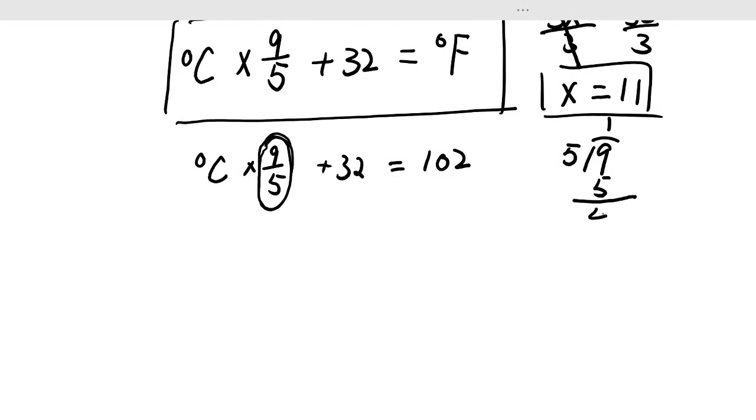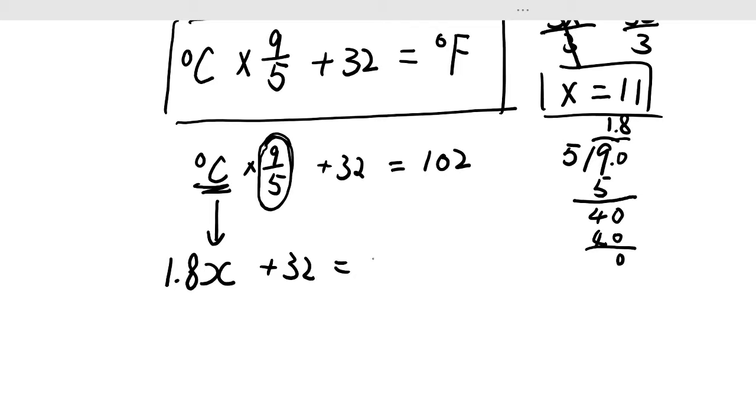It's definitely going to be divisible because any number can be divided by 5. So that's going to be 1.8. So now I don't have to deal with the fraction anymore. We are doing exactly the problem we just practiced. So that gives us, I'm going to set up, this is my x, 1.8 is the coefficient in front, plus 32 equals 102.